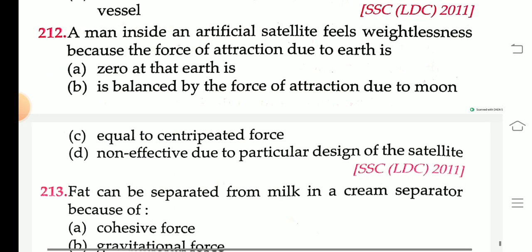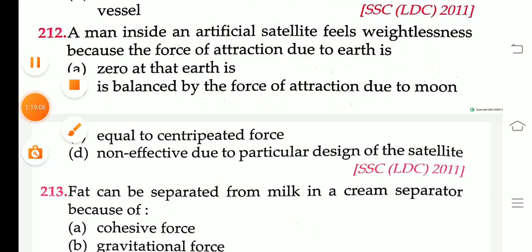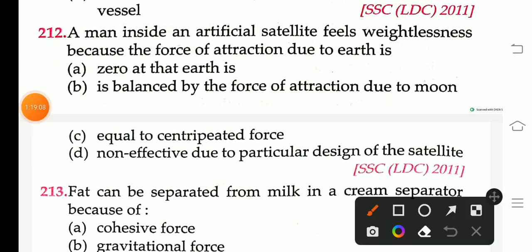Next question. A man inside an artificial satellite feels weightlessness because the force of attraction due to Earth is zero at that height. Right answer will be option A.